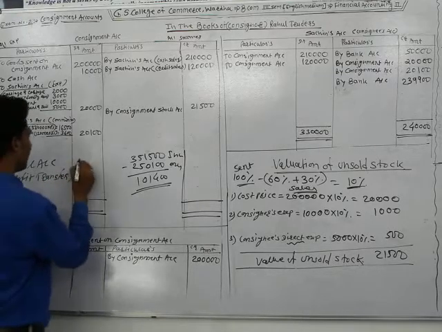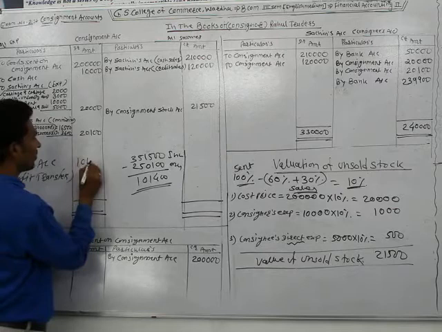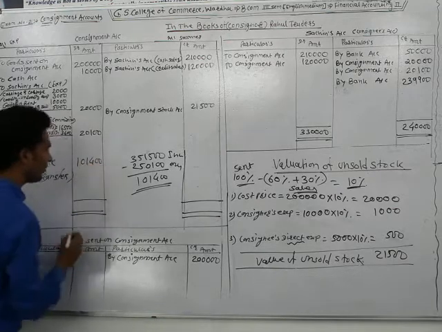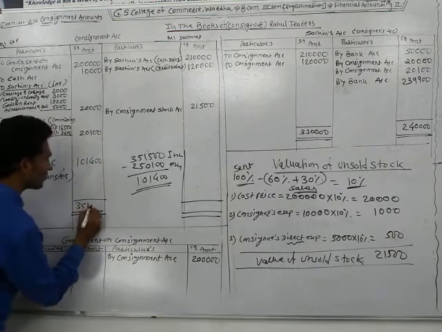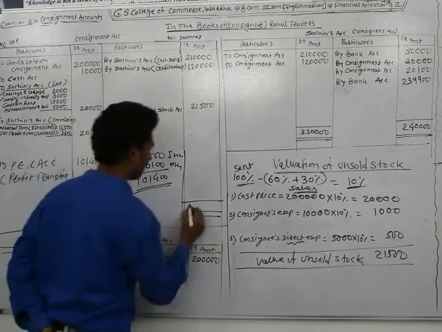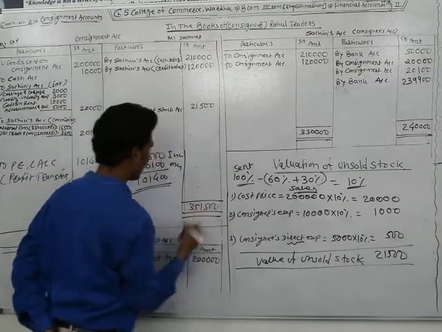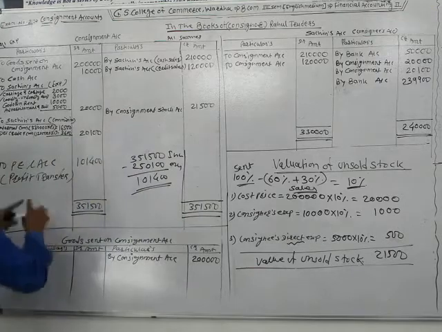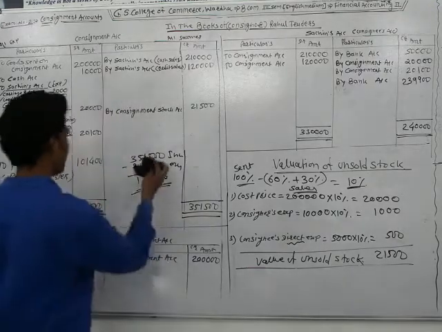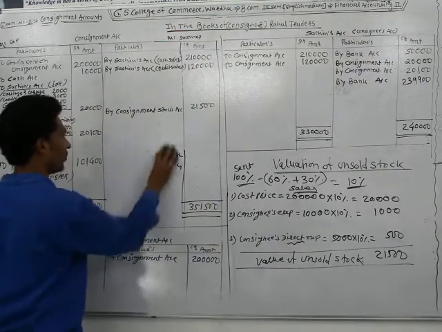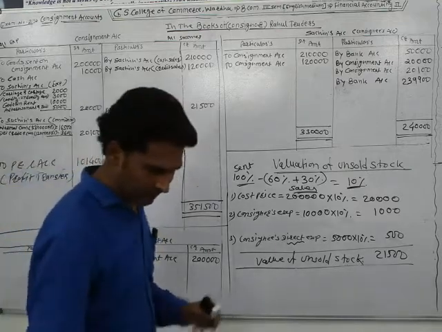So the journal entry for that is consignment account debit and P&L account credit. All the profit is transferred to the P&L account. So write at the debit side of consignment account by the name of P&L account, in bracket, profit transfer.